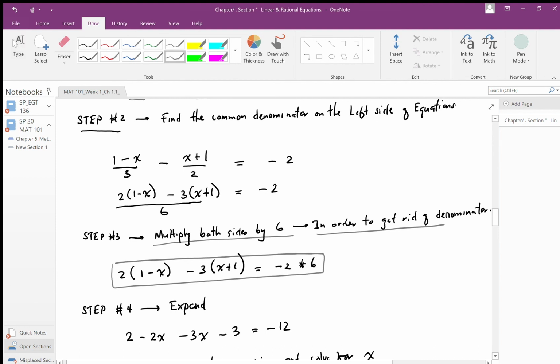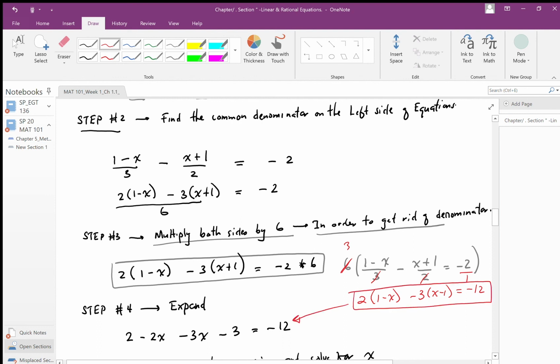What I mean by that is (1 minus x) over 3 minus (x plus 1) over 2 equals negative 2. If I multiply this whole expression by 6, this 3 goes into 6 2 times, so I'm left with 2 times (1 minus x). This 2 goes into 6 3 times, so I'm left with minus 3 times (x minus 1). And since I have a denominator of 1, that's just going to be 6 times negative 2, which is negative 12. And this is what you have right here.